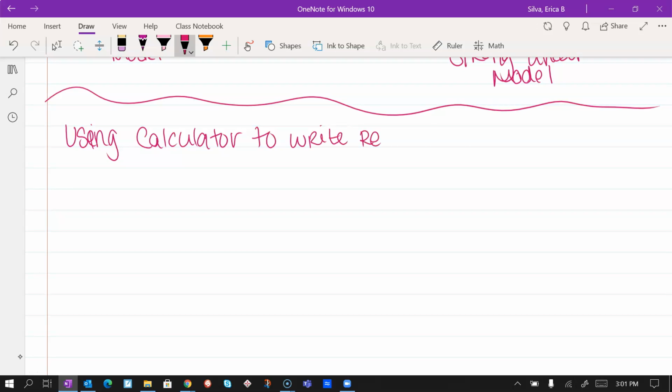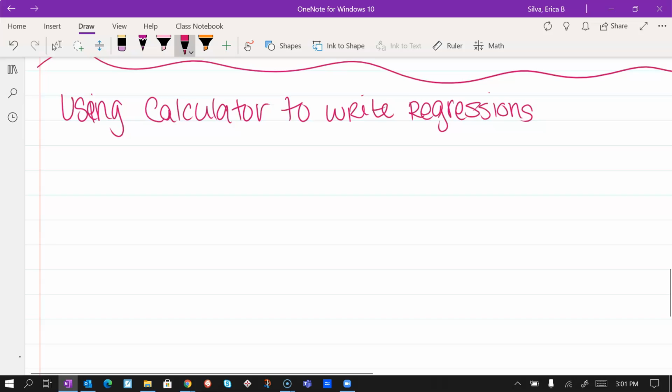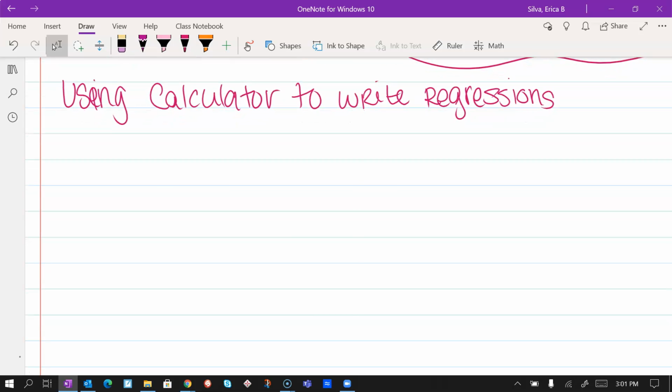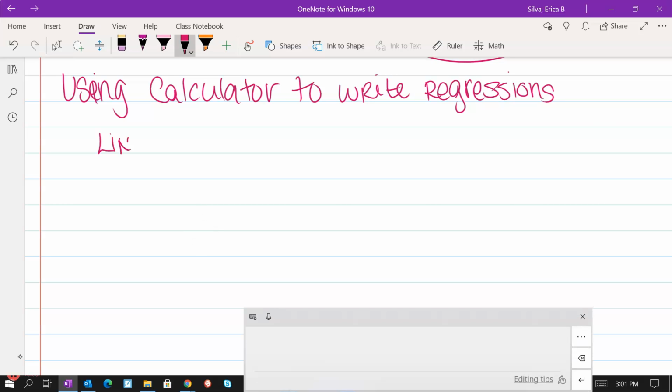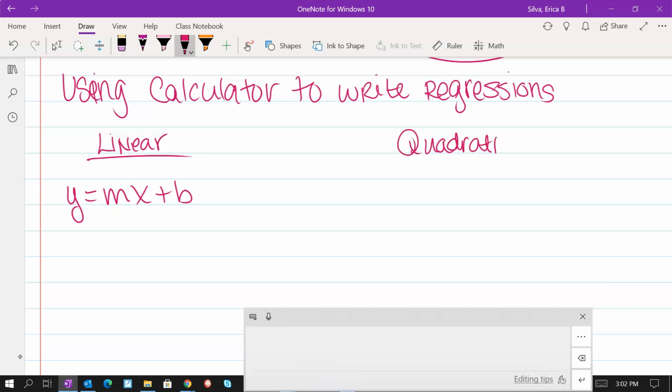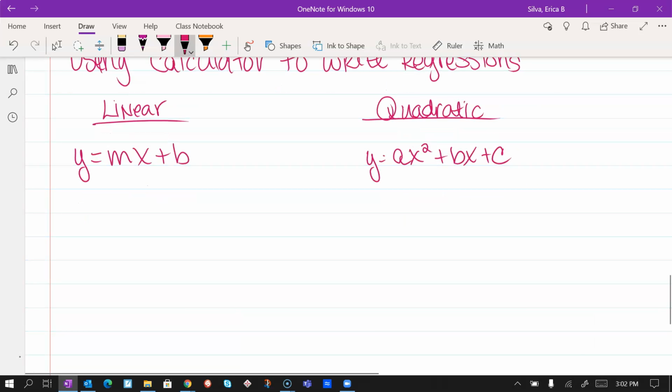To write regression, there's a ton of math involved to do it by hand, so we're letting the calculator do the work for us. We need to learn how to do it with the calculator. The equation for linear that we'll be using is y equals mx plus b, slope-intercept form. And for quadratic, the regression gives it to us in standard form, which is ax squared plus bx plus c. I'm going to give you the steps first, and then we'll do it together.